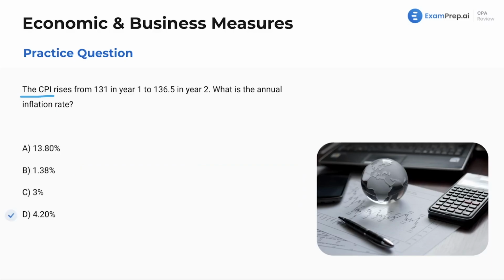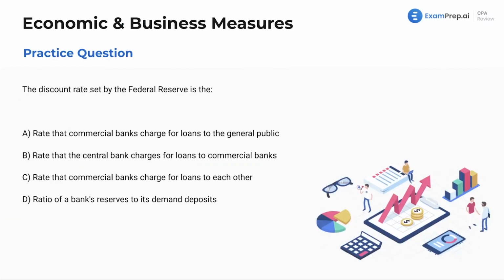Cool. Awesome. Great question there. The discount rate set by the Federal Reserve is which of these? We've got 4 definitional based answers. Let's see what we've got. Is it the rate that commercial banks charge for loans to the general public? This one, no, not at all, right? The Federal Reserve is a central bank. It's not the rate that commercial banks charge at all. It's not. So that's going to eliminate A and C.